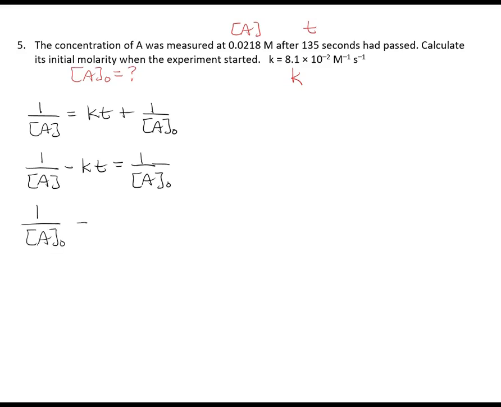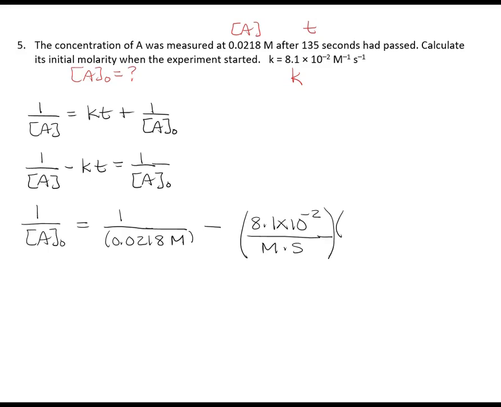So 1 over A naught equals 1 over A, which is 0.0218 molar, minus KT. K is 8.1 times 10 to the negative 2 inverse molar inverse seconds. So those will go at the bottom. Times time, 135 seconds. Seconds will cancel. I'm left with units of inverse molarity, and that's what I need to align with the other units.